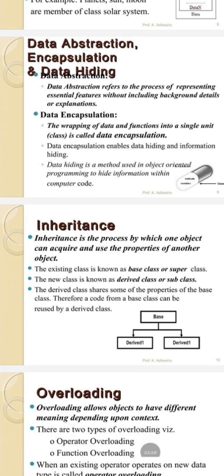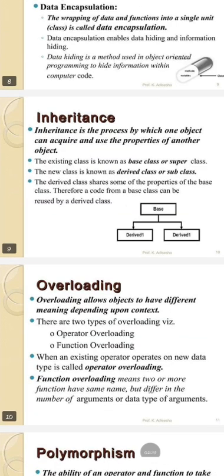Then inheritance. Inheritance allows one class to use the properties and functions of another class. It helps in code reuse. For example, vehicle is a class, which can be inherited by car or bike classes.